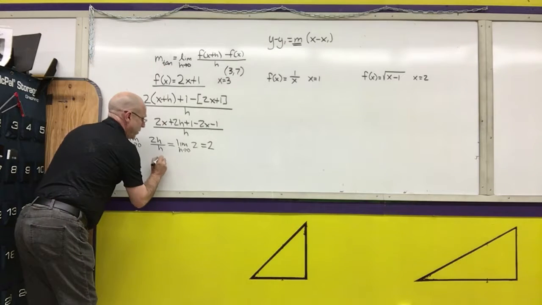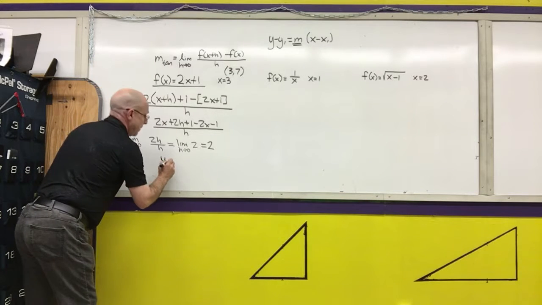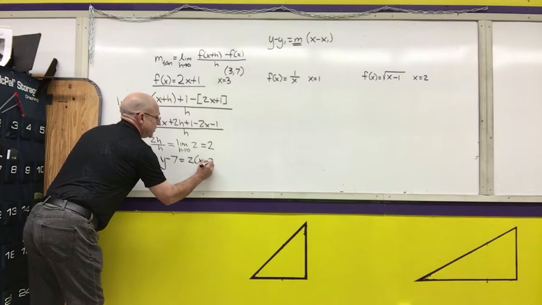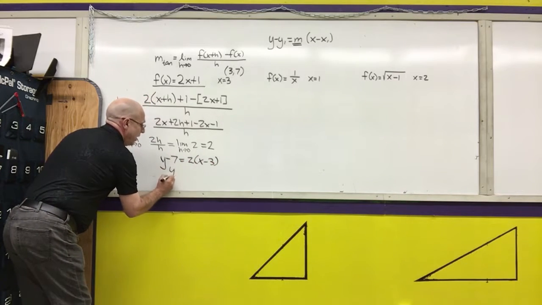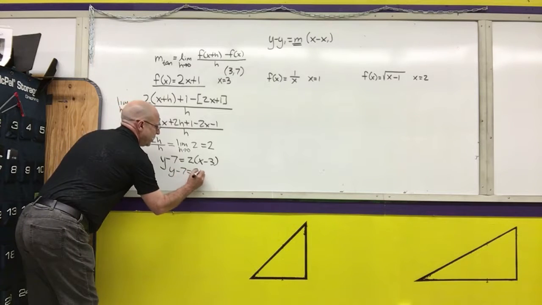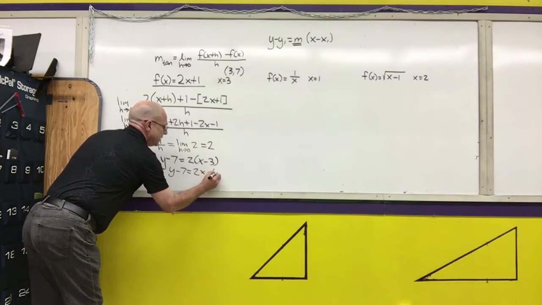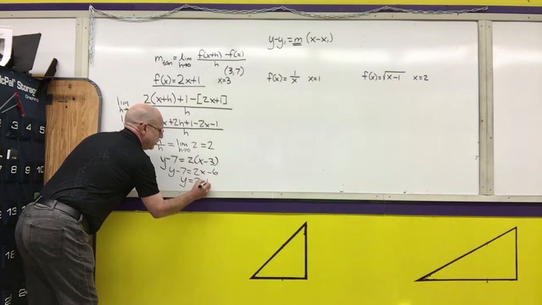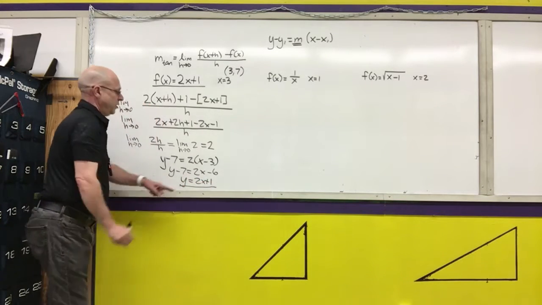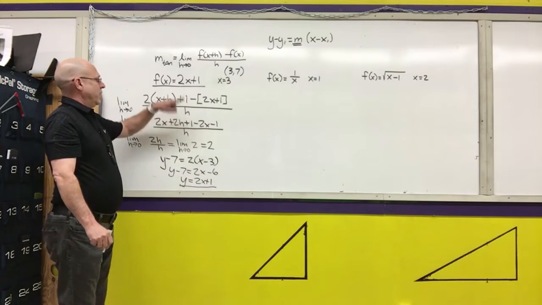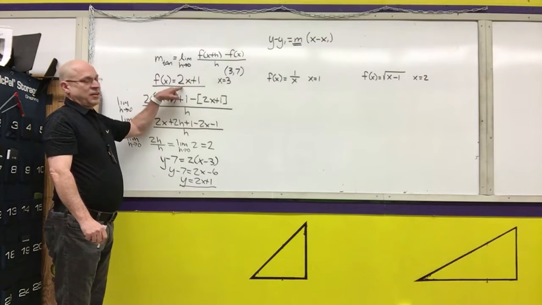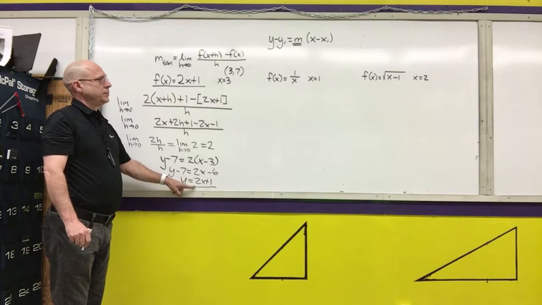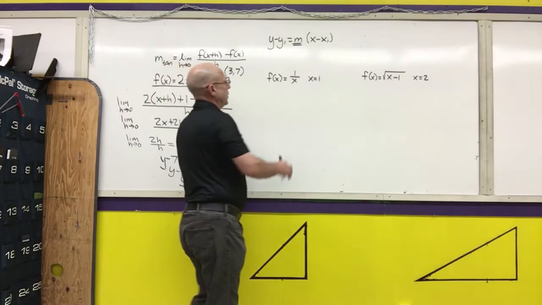So that would give me y minus 7 equals 2 times x minus 3, or y minus 7 equals 2x minus 6. Add the 7 to both sides, and I do get y equals 2x plus 1. Again, that should be no surprise, because the tangent line is actually the original line for a linear equation, so you will get the same answer. Now let's do the next one.